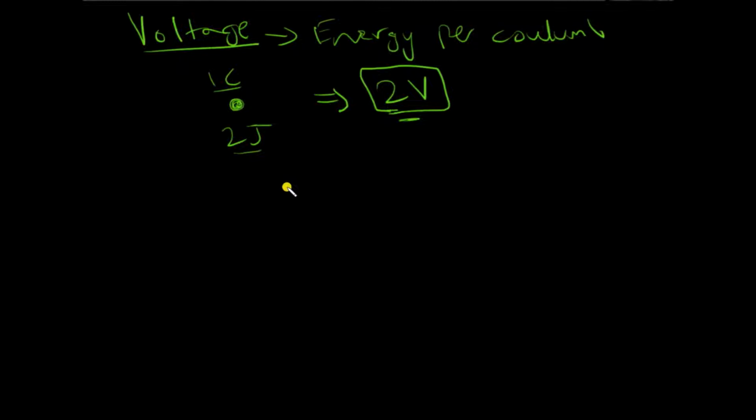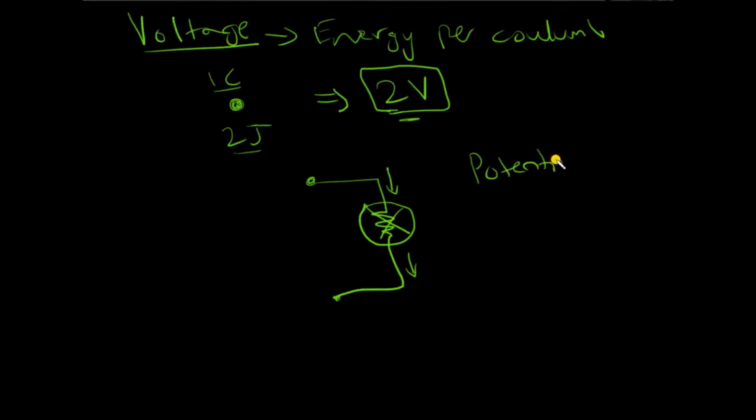Now something very interesting is that in a circuit we are not really interested in the energy per coulomb usually. We are actually interested in the energy that is used by a component. For example, this could be anything. If this is a lamp, we want to know how much energy this lamp took from that coulomb. So another term comes in, which is called the potential difference.